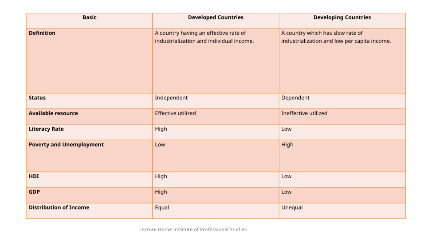Finally, the distribution of income is more equal in basic countries, promoting social stability, while developing countries often face significant income inequality, which can lead to social disparities. Overall, these points highlight the critical differences in economic and social indicators that define the level of development of a country, helping us understand where countries stand on the path toward progress.